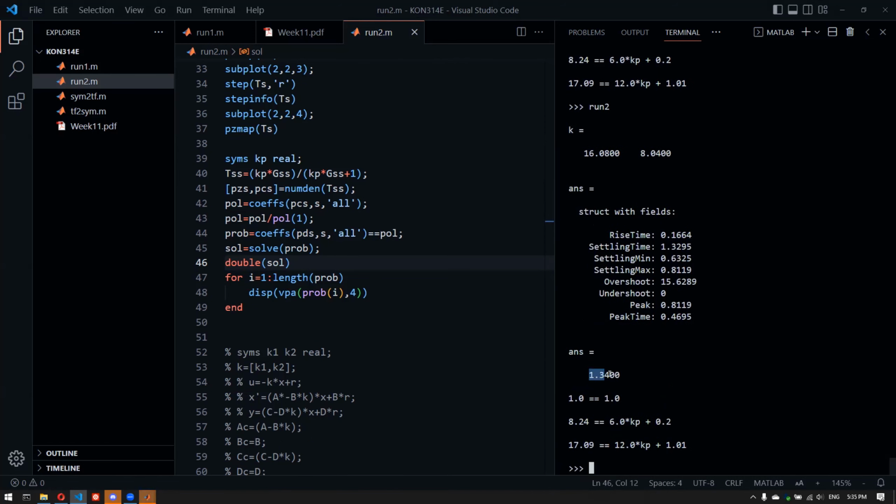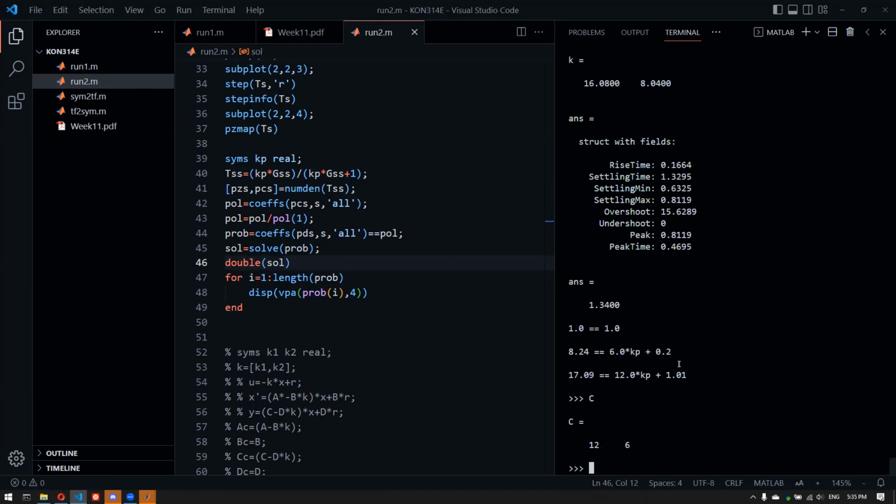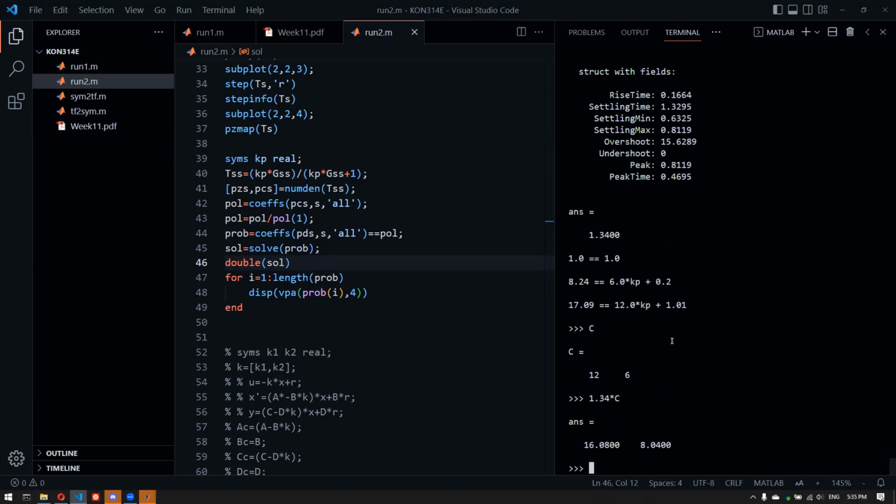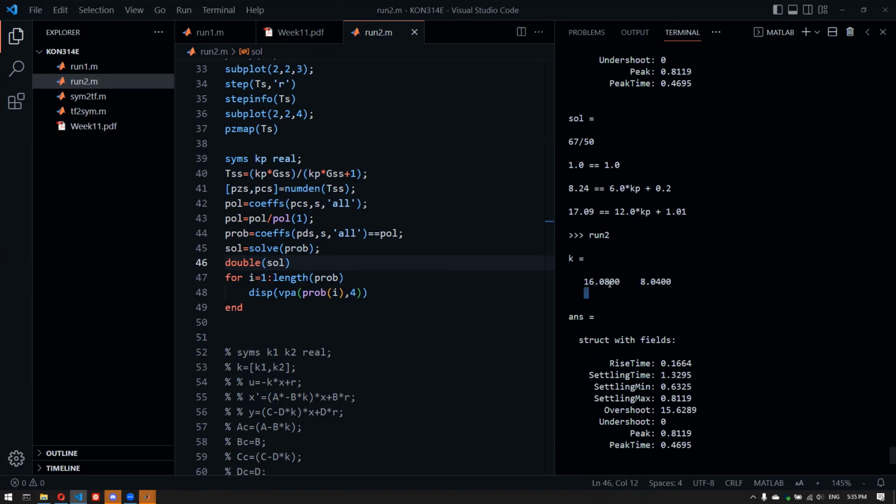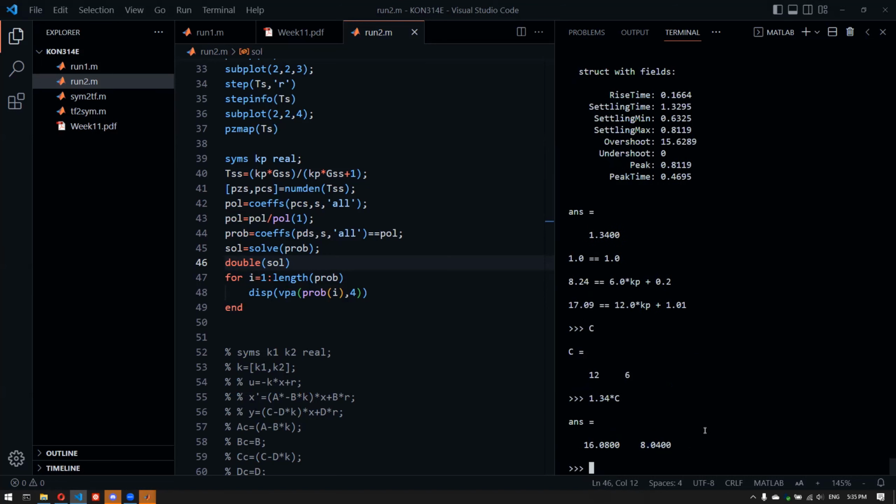So now 1.34 is basically the gain here. And this is basically our state feedback controller. Now there is a resemblance here, and we will see it when we have C here. It's 12 and 6. And what happens if I multiply the p-type controller value, Kp, which was 1.34, times C? You can see this is basically K1 and K2 here.